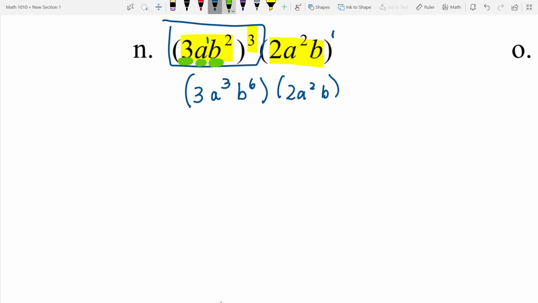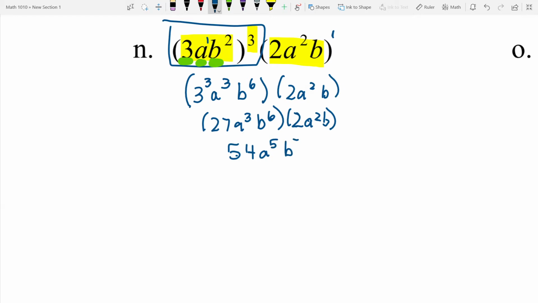Let me see. Great. So the 3 is really to the 1 times 3, which is 3. Right? 3 to the 3rd is 27. So everybody write 27, A to the 3rd, B to the 6th, times 2, A to the 2nd, B. Everybody in the room, I want to make sure you know the rules. Now I'm multiplying things. Tell me what I do to the exponents, everybody. Add them. Okay, so 27 times 2 is 54. Look at the A's. 3 and 2 add to get a 5. On your B's, 6 and 1 add to get 7, and I'm done.